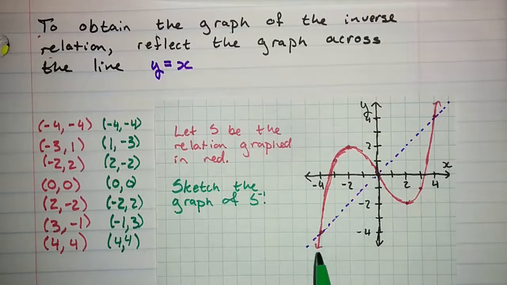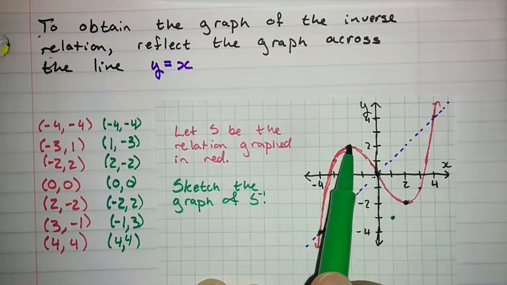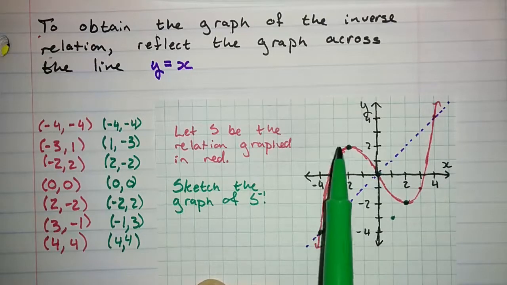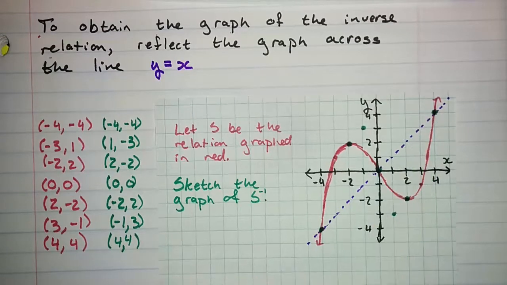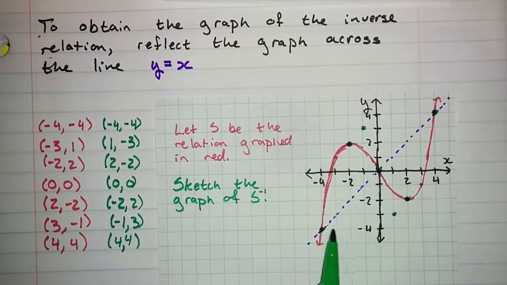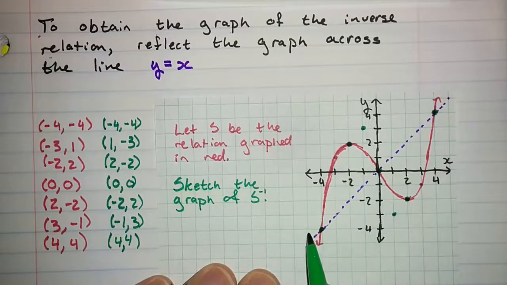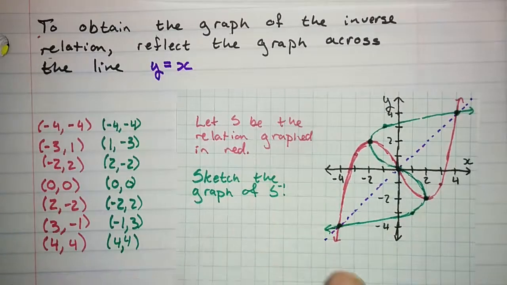So (-4, -4), (1, -3), (2, -2), (0, 0), (-2, 2), (-1, 3), and (4, 4). That gives us some guidance. And because we know we need to reflect, we know our curve is going to come around like this. So we sketch the curve, and we get an S-inverse curve that looks something like this.